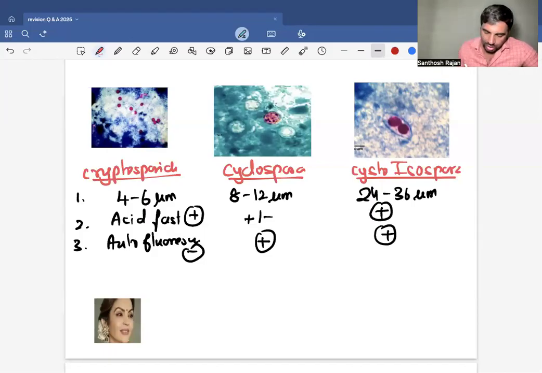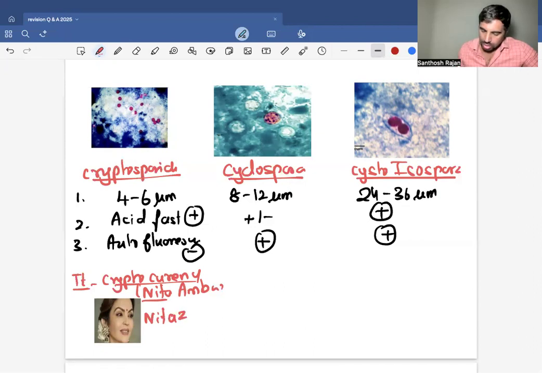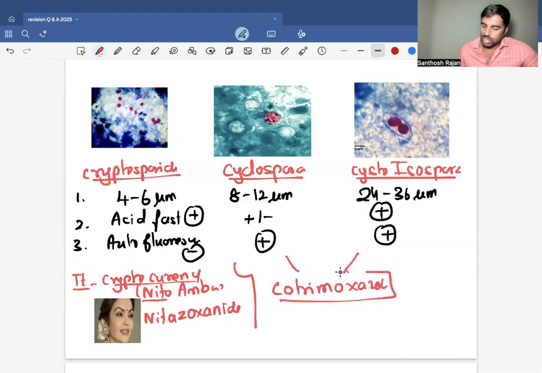Now, next one is your treatment. Whenever we talk about cryptocurrency, all that comes to your mind is Nita Ambani, right? So Nita Ambani means the drug of choice will be nitazoxanide for Crypto. But for the other two, it is basically cotrimoxazole. Cotrimoxazole for both. That's it. This is the treatment.